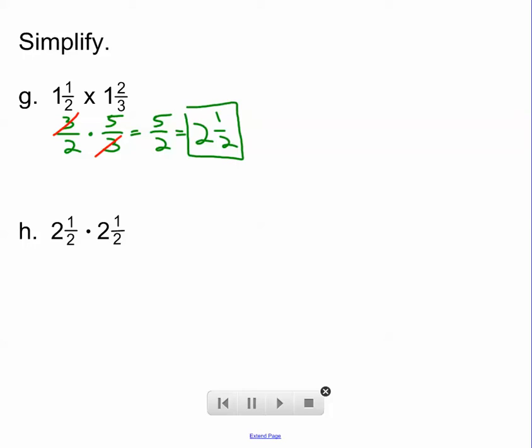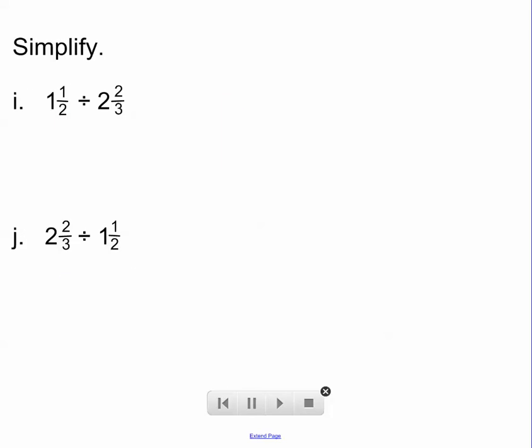All right, 2 1/2 times 2 1/2. 2 1/2 is 5/2. 2 times 2 is 4, plus 1 is 5. No simplifying you can do here, so 25/4. 4 goes into 25 6 times with 1 remaining. So 2 1/2 times 2 1/2 is 6 1/4.